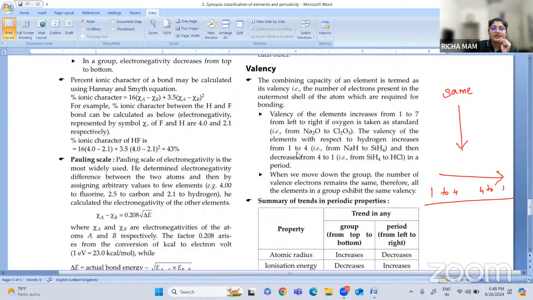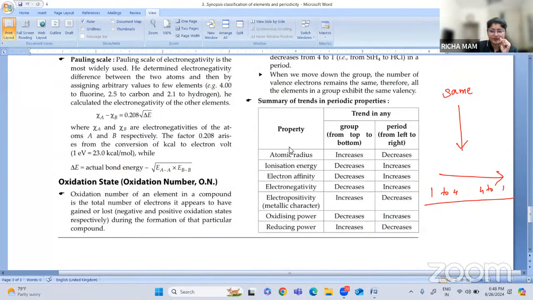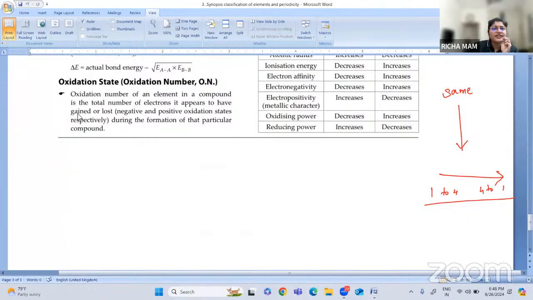Okay, fine. Now let us sum up. Oxidation state. One more thing, oxidation state or oxidation number. It is the total number of electrons.